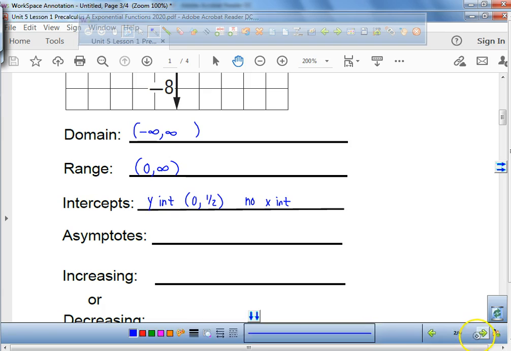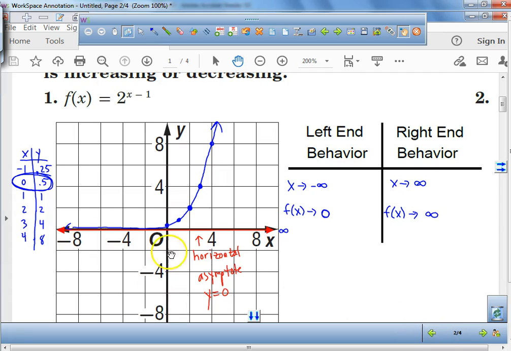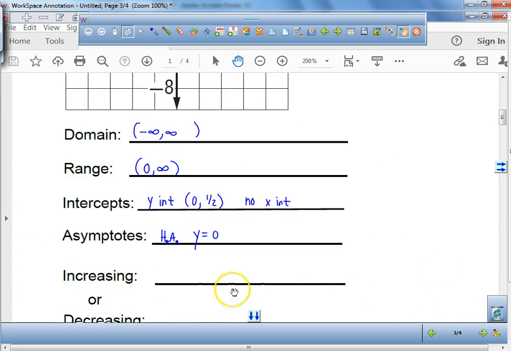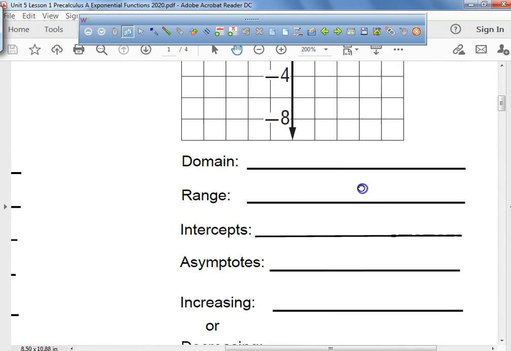Question. It has an asymptote. It has what? A horizontal asymptote. It's not just H-A, it's a horizontal asymptote, okay? And where is our horizontal asymptote located? At y equals 0. And is this graph increasing or decreasing? It's increasing from left to right. So from left to right, we would say it's increasing. All right? And we're done.